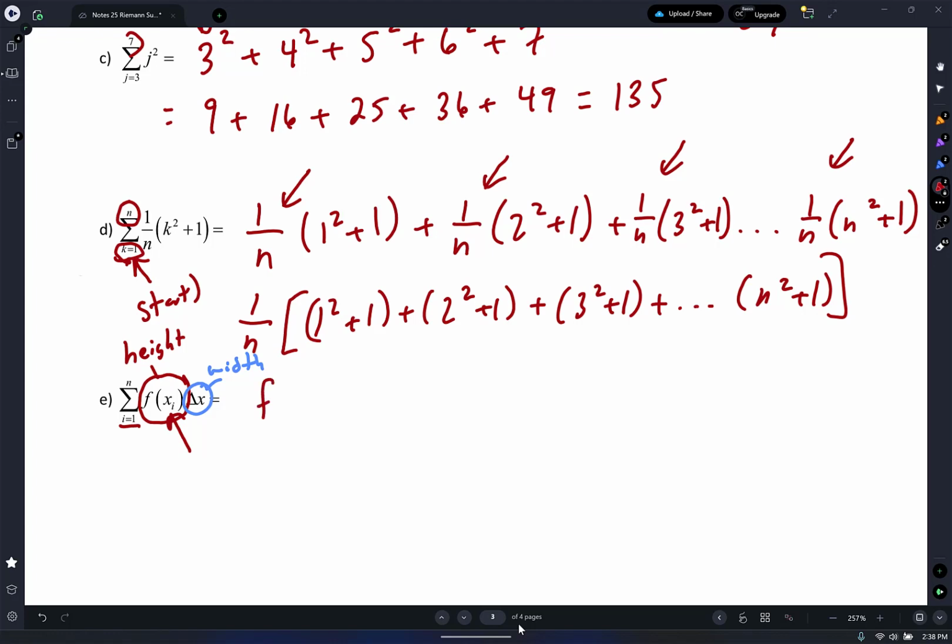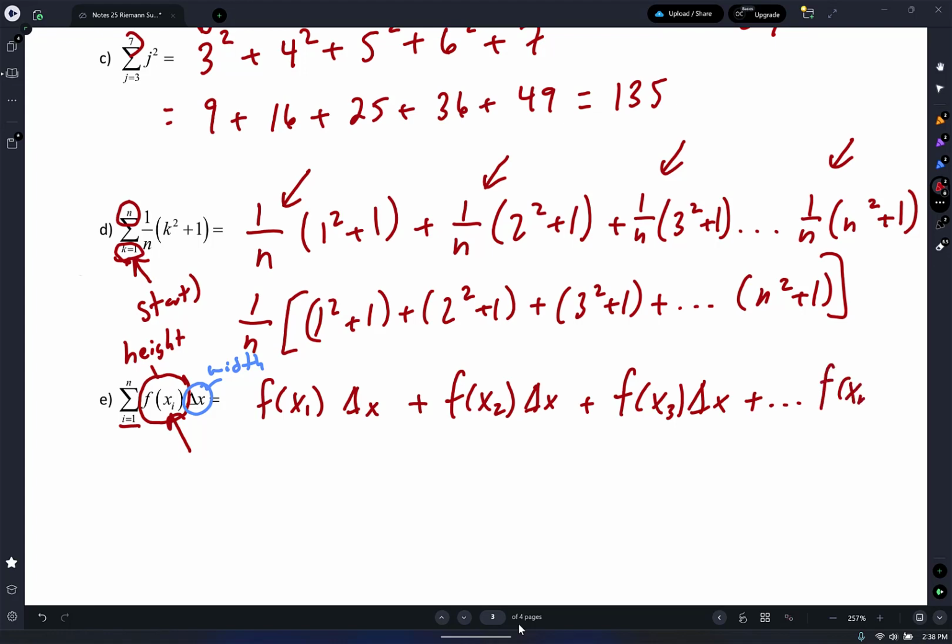So it starts at 1. I'm going to write f of x1 times delta x plus f of x2 times delta x plus f of x3 times delta x plus dot, dot, dot, f of xn times delta x, where x1, x2 are just actual x values. And this is kind of like height, width, height, width, height, width, and it just keeps going. You add up all those rectangles. But we're not there yet, of course.